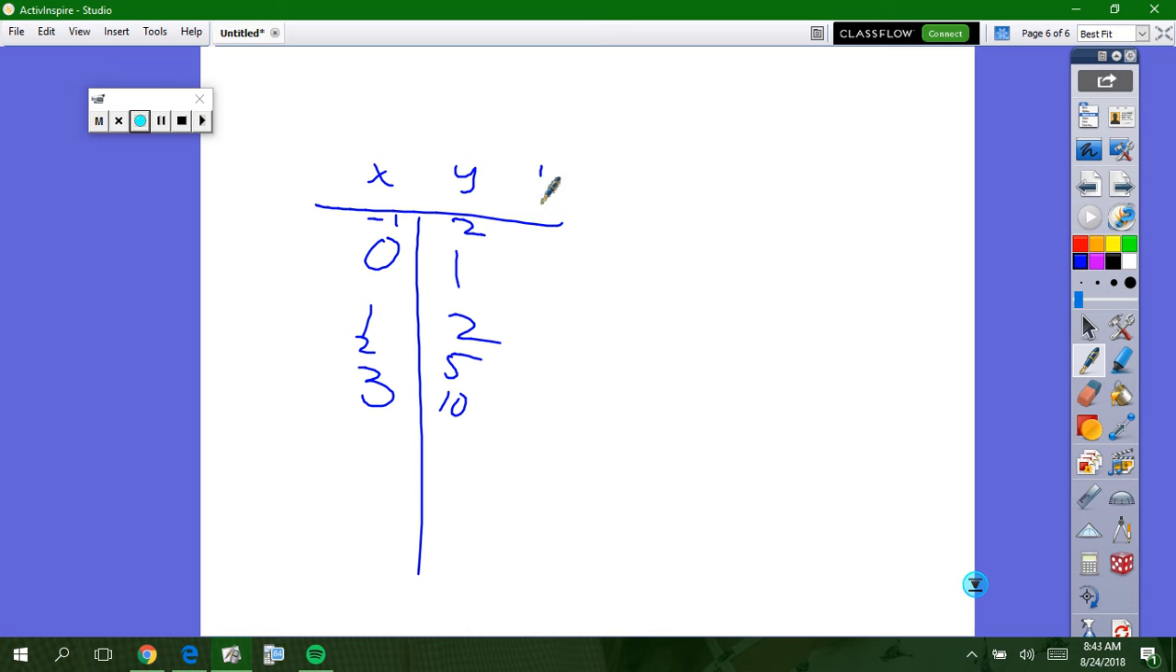Okay, so what we're going to do, I know Ms. Burton teaches this. I don't know if anybody else does, but we're going to do our first difference. Okay? And we're going to say, how does 2 get to 1? What happened? We went down 1. Does everybody see that? What happens from 1 to 2? We went up 1. How did 2 get to 5? We went up 3. How does 5 get to 10?